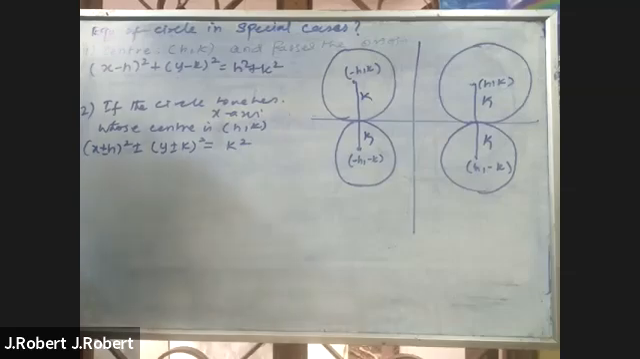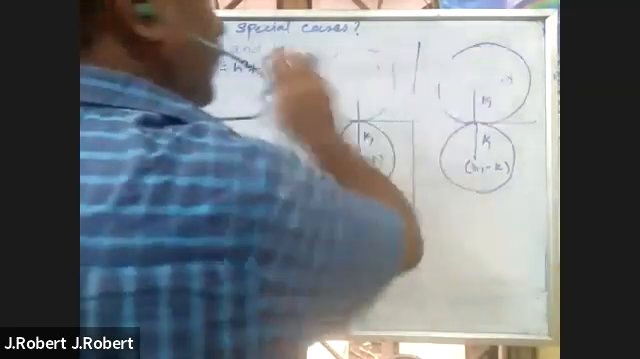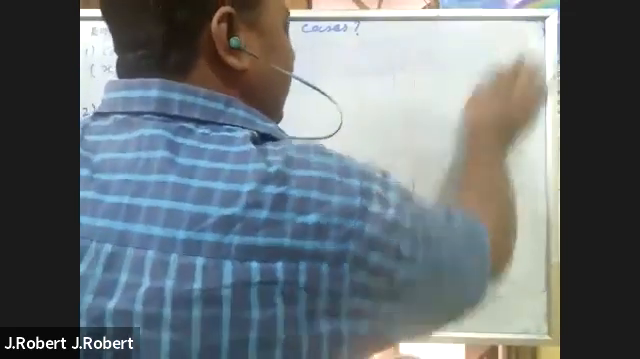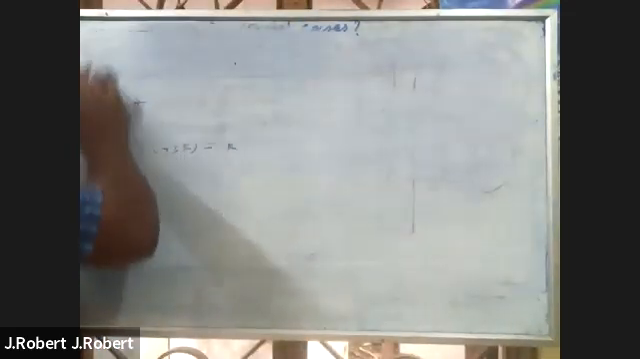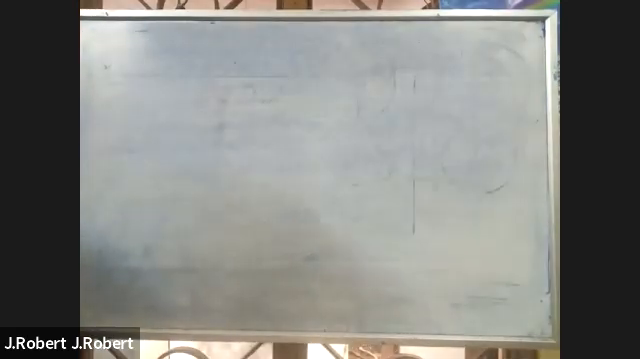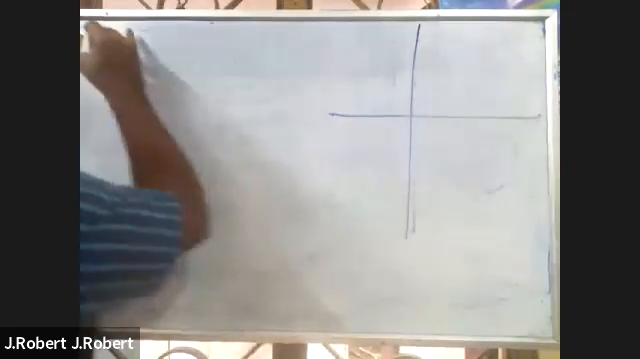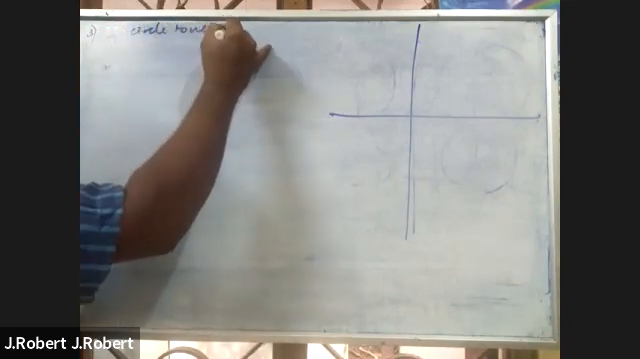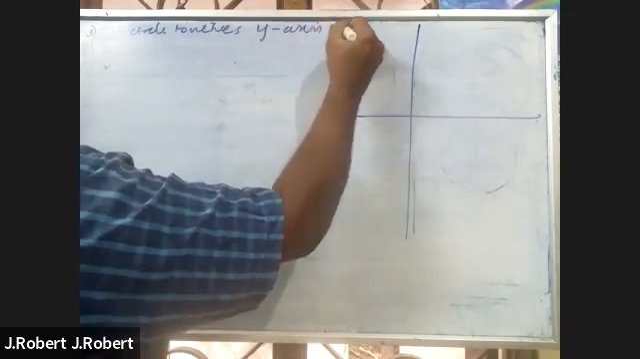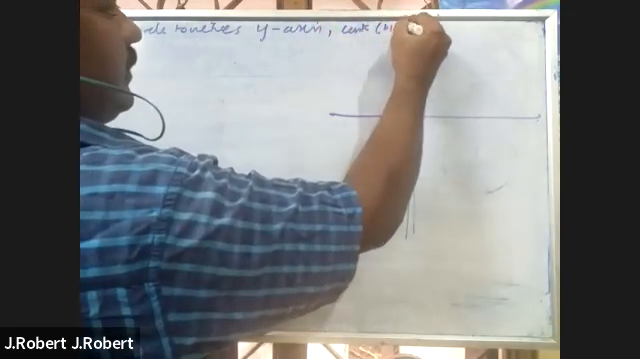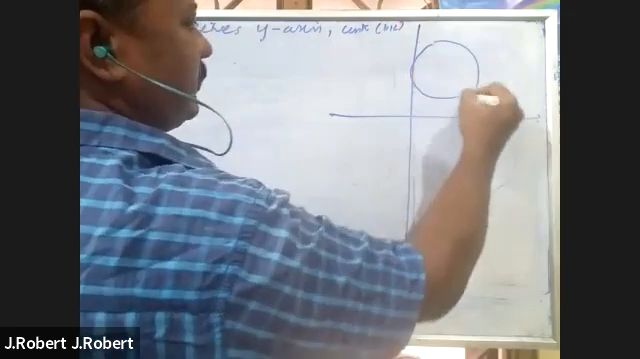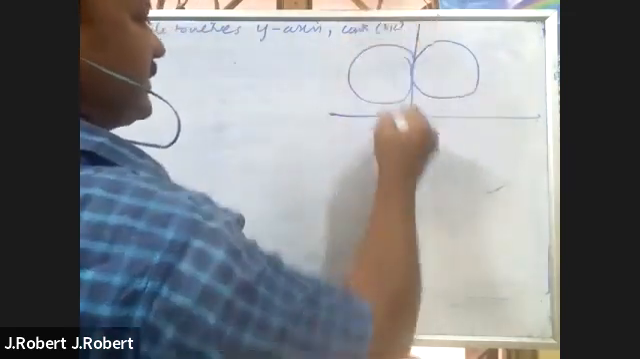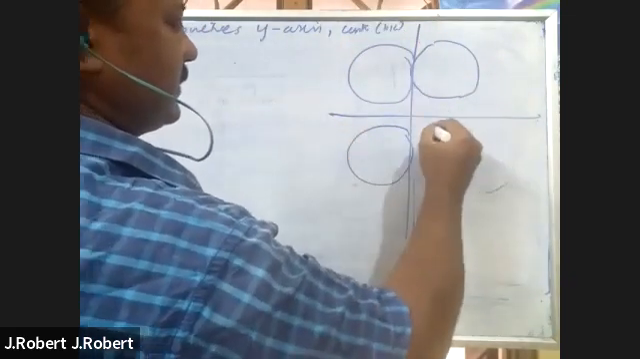Next, third case. If the circle touches y-axis, the center is the same, h comma k. y-axis la touch பண்ணும்போது இங்க இருக்கும். 4 cases like this.